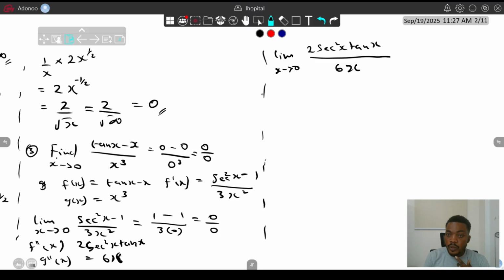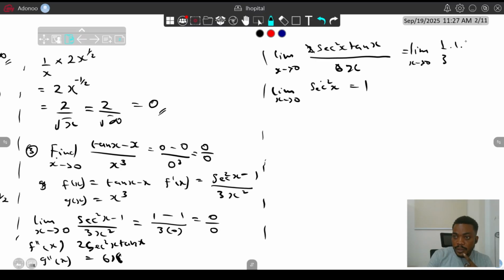Good. So now that we have this, we know that the limit as x approaches 0 of sec squared x is equal to 1. For that matter, if we cancel this out, we are going to have the limit as x approaches 0 of 1 over 3, right, times 1 times tan x over x, right?